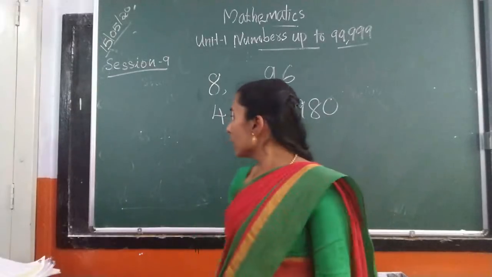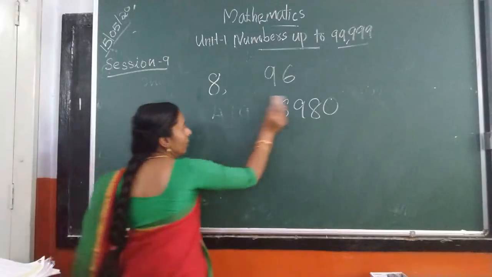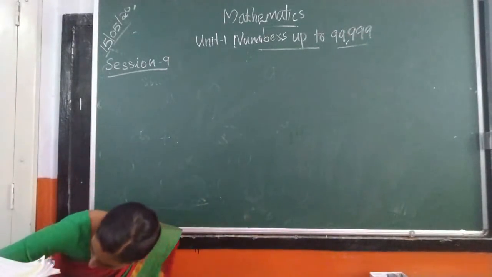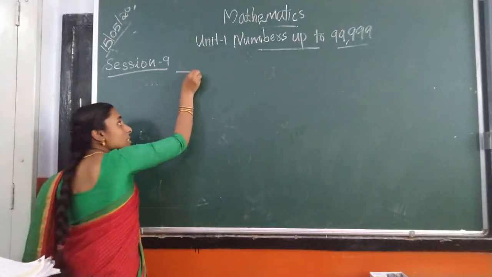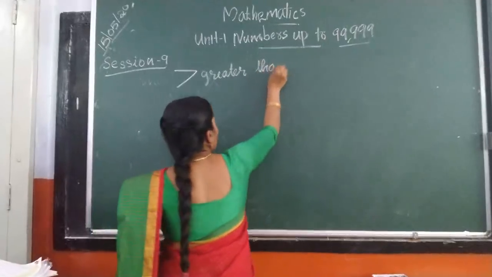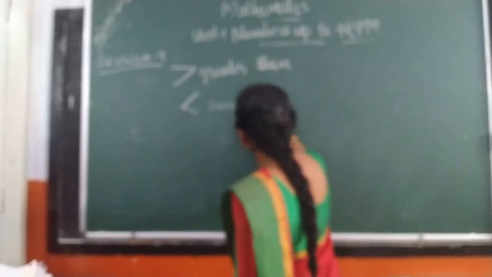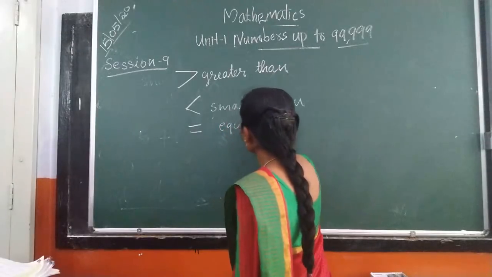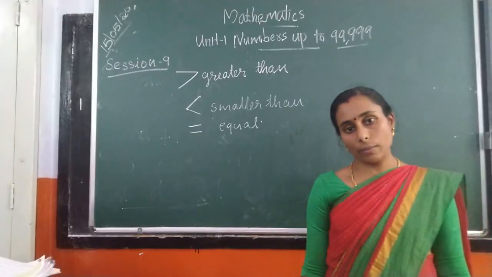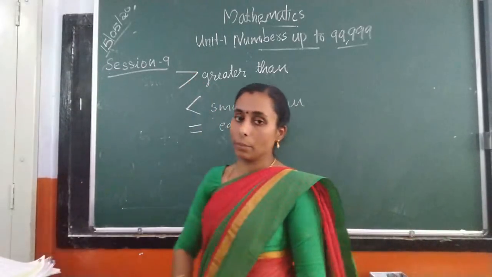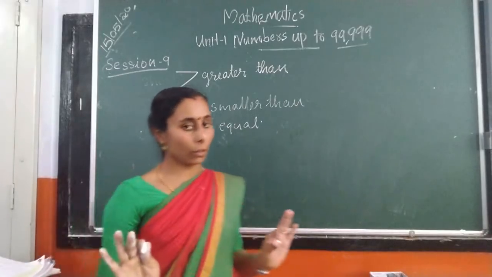Then let us see the greater than symbol and the less than symbol. Many of you have doubts about them. Do you know which symbol this is? This is greater than. What is this symbol? This is smaller than. And this one is equal. Greater than, smaller than and equal. Then I am going to explain how to compare the numbers and how to put the symbol.